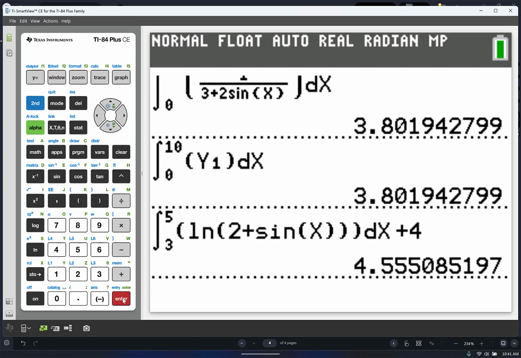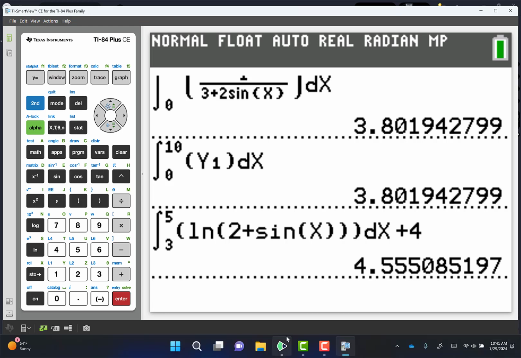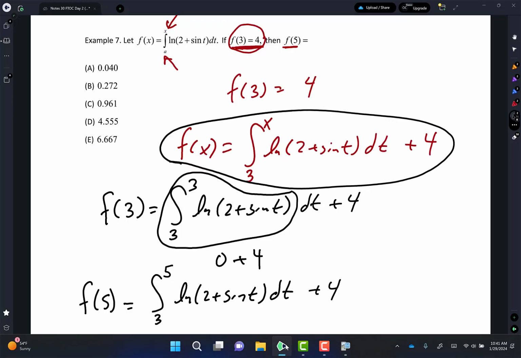Right there. We got a button. I was looking for it. 4.555. Let's look for it. 4.555. That's the AP score you want. 5. Okay.